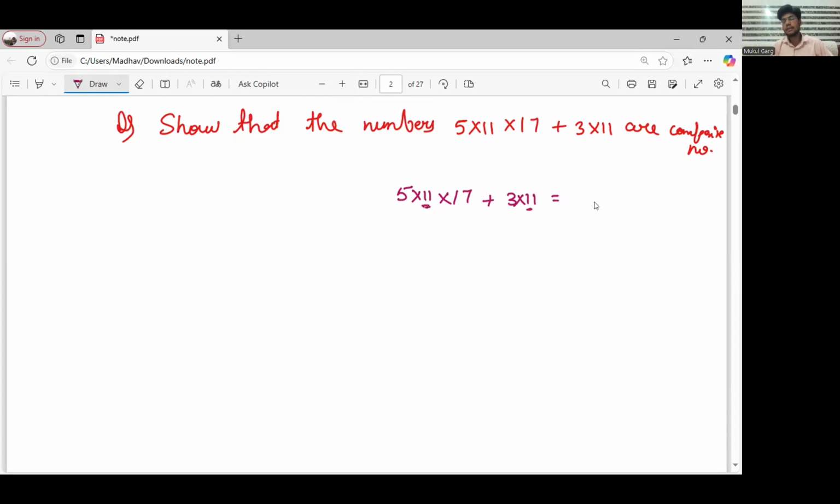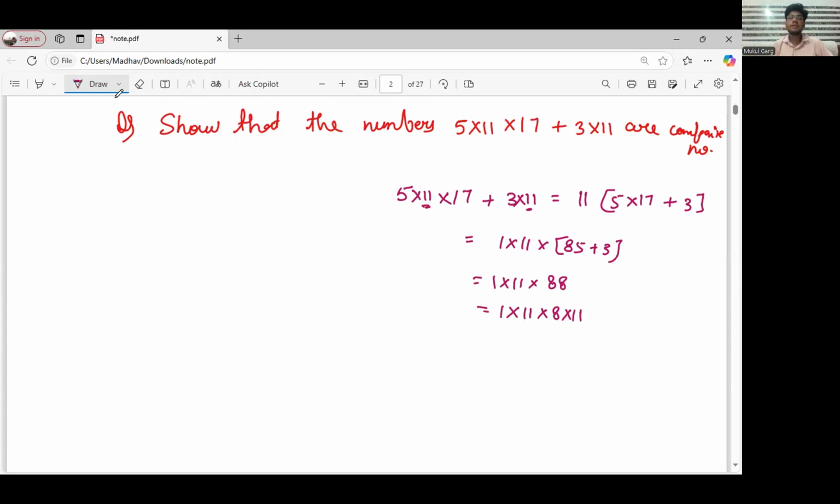Because I can see 11 is in both the expressions, so I can take 11 common. I'll get 5 into 17 plus 3 inside the bracket. Now, this can be written as 1 into 11 into (5 into 17, that is 85, plus 3), which is 1 into 11 into 88. This can be written as 1 into 11 into 8 into 11.